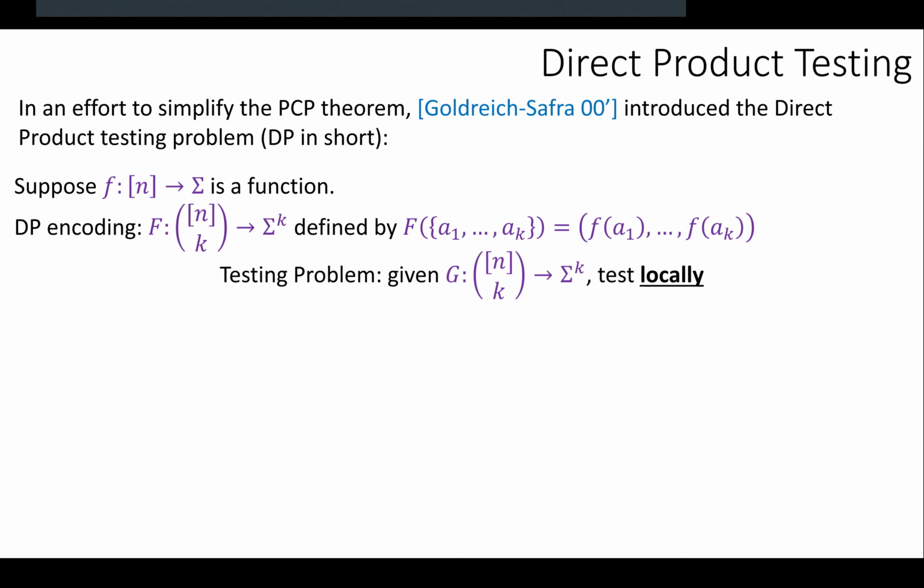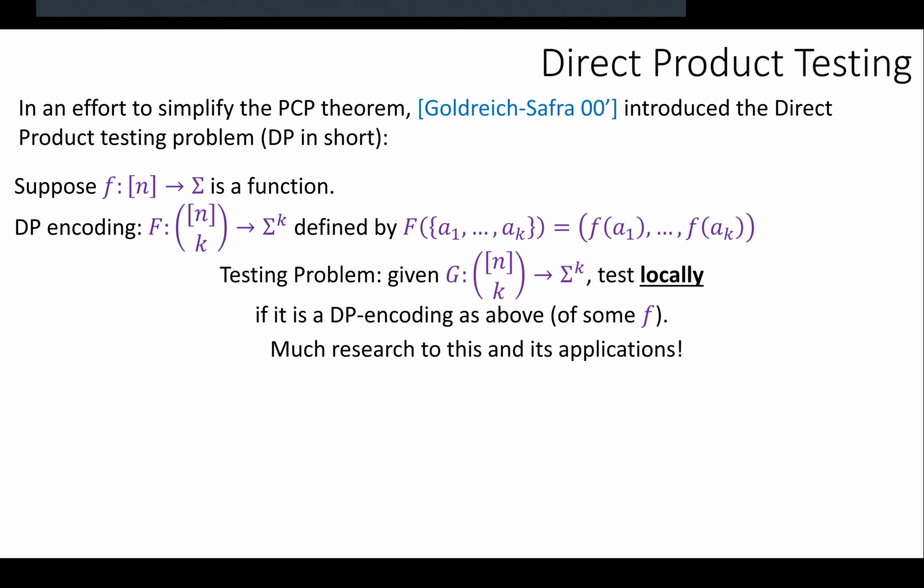And whenever you have an encoding scheme, there is the testing question. Nobody promises you that they give you a G which actually corresponds to some function. Usually you have to test it. So this is the testing problem. I give you some assignment from subsets of n to sigma to the k, and I want you to test locally whether it is a direct product encoding of some function. And when I say locally, it means exactly the same as in previous slides. You only want to look at a handful of locations, not the whole table.